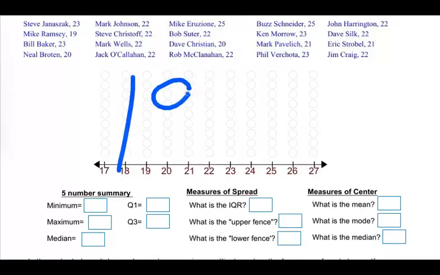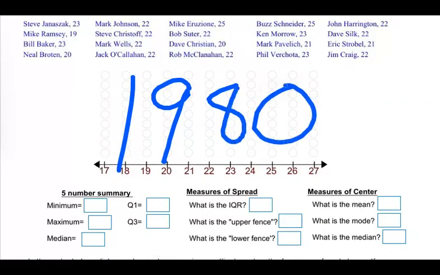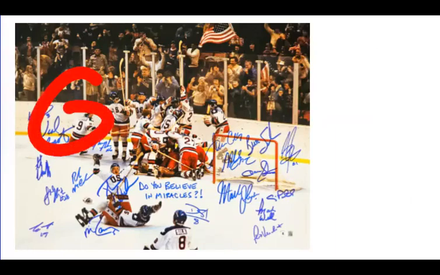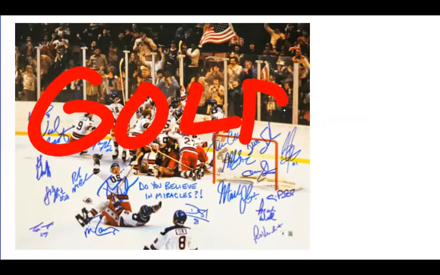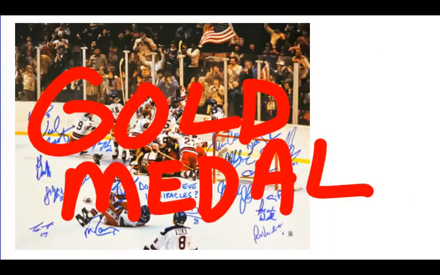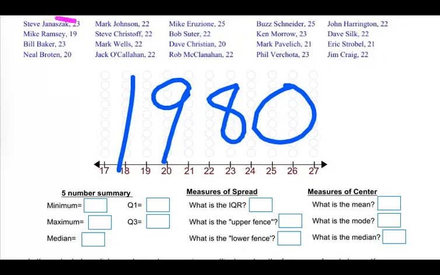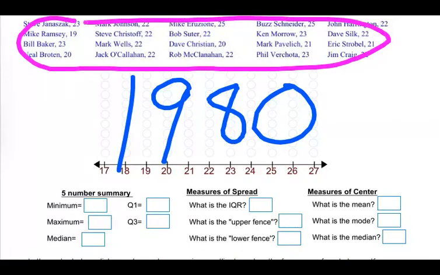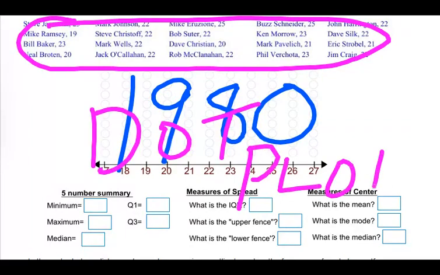In 1980, which was a long time ago, the United States Olympic hockey team won an improbable gold medal in Lake Placid, New York. This is a roster of the players and their ages in 1980. We are going to make a dot plot of their ages.